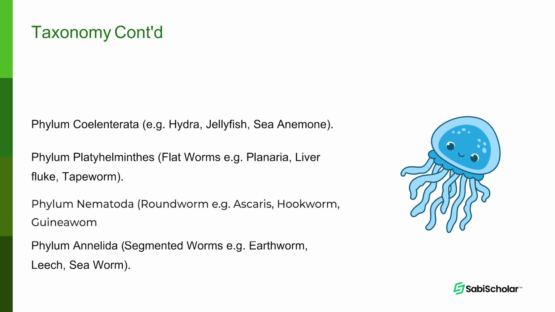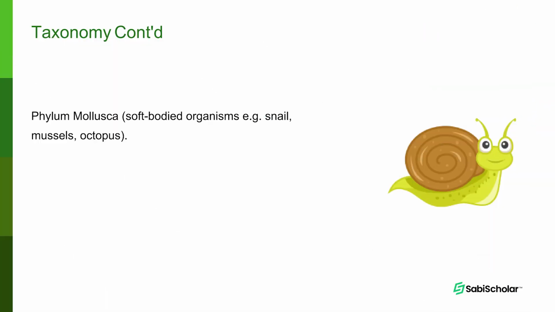Then we look at phylum Mollusca. For the phylum Mollusca, we know them to be the soft-bodied organisms. That is, organisms like the snail, the mussels, the octopus. Now, they have soft, unsegmented bodies with tentacles on their heads for sensitivity. And some of them have calcareous shells, for example, the snail. And they usually have a muscular foot that helps them to crawl and burrow.